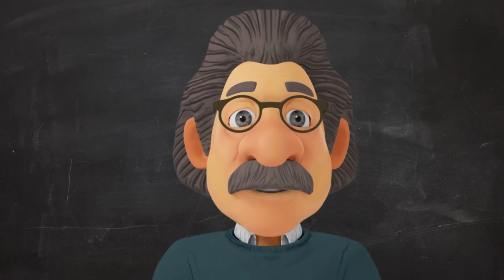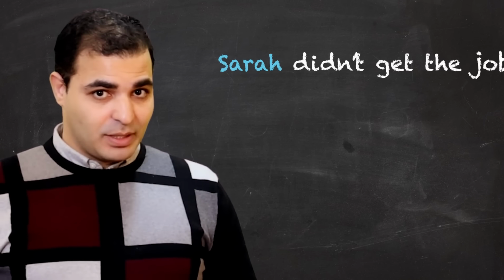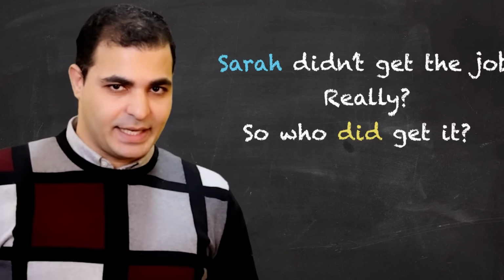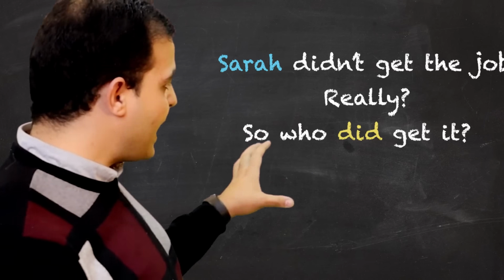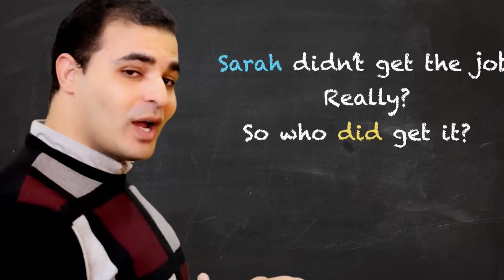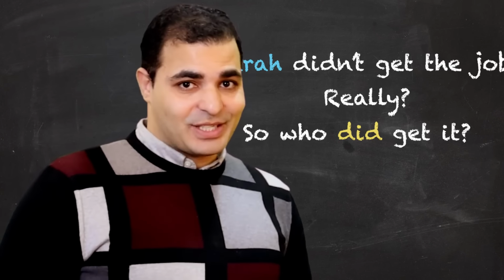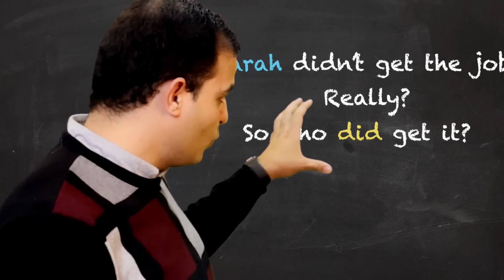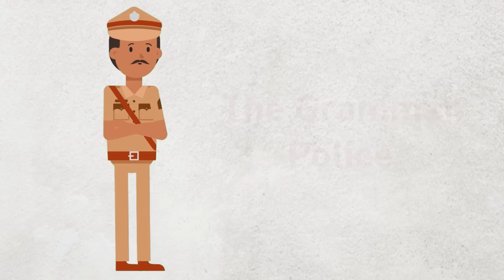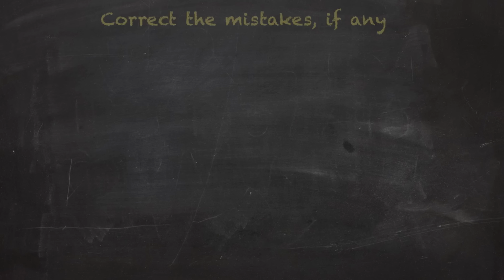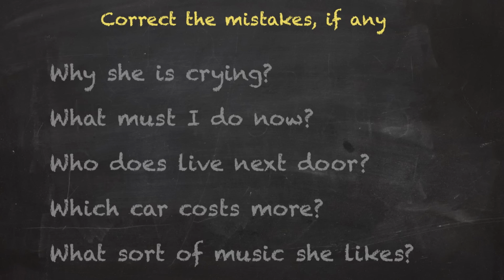Sarah didn't get the job. Really? So who did get it? Here we want to add some special emphasis. That's why we used did even when the subject is the question word who. If you're following up, let me test your understanding real quick. The grammar police. Correct the mistakes, if any, in the following sentences. Note that not all sentences have mistakes. Some of them may be correct. It's up to you to judge.